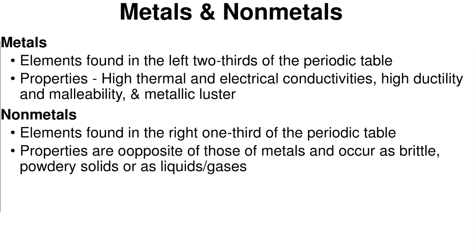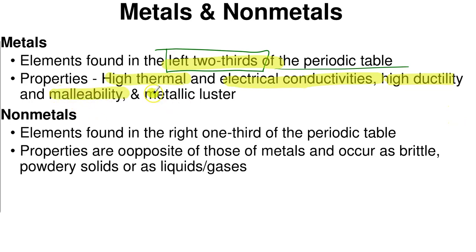So elements can be classified on the basis of metals and non-metals, like I said earlier. Metals are found at the left 2/3 of the periodic table. There are more metals than non-metals in the periodic table. Of course, they have properties. What are the properties? They have high thermal conductivity and high electrical conductivity. They are very highly ductile. Ductile means that they can be drawn into wires. They are malleable. They can be beaten into shapes, and they have metallic luster. That means they can shine.